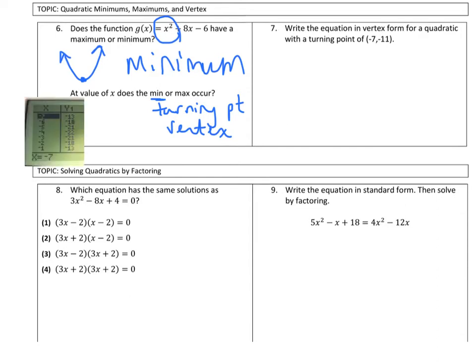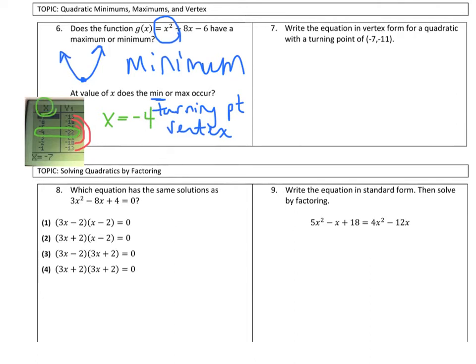So when I typed this into my y equals and got a table of values, I looked for my y values to repeat. I know I made this really small, but hopefully you can see here that I have these y values repeating, which tells me that this point right here in the middle is my turning point, or my vertex. So at what value of x does the minimum occur? X equals -4. It's the x value of that turning point.